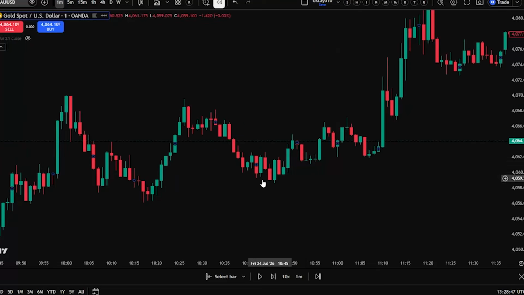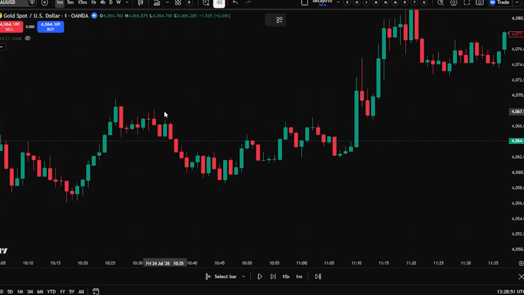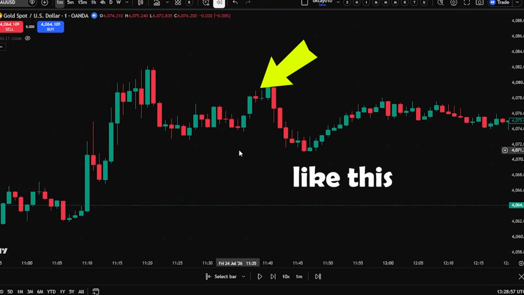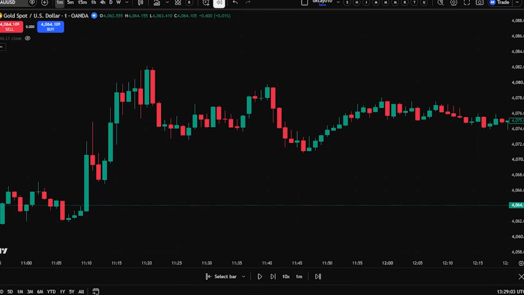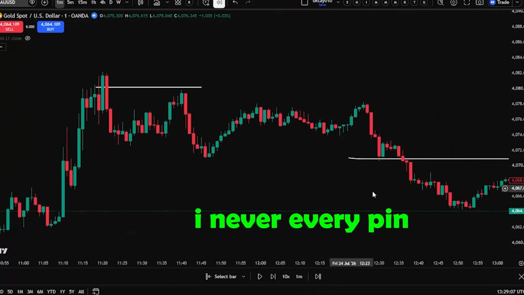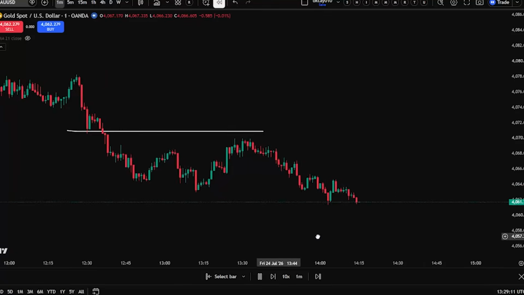For example, a bullish pin bar shows that sellers pushed the price lower, but buyers rejected those lower prices and took control before the candle closed. A bearish pin bar shows the opposite. Buyers tried to push higher, but sellers stepped in and forced the price back down. But here is the important rule. I never trade a pin bar just because I see its shape. The location of that candle decides everything.